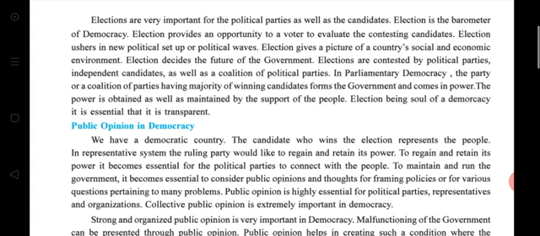Election provides an opportunity to the voter to evaluate the contesting candidates. Election brings in a new political setup or political waves. It gives a picture of the country's social and economic environment, decides the future of the government, and is contested by political parties, independent candidates, as well as coalitions of political parties. In parliamentary democracy, the party or coalition of parties having a majority of winning candidates forms the government and comes in power.